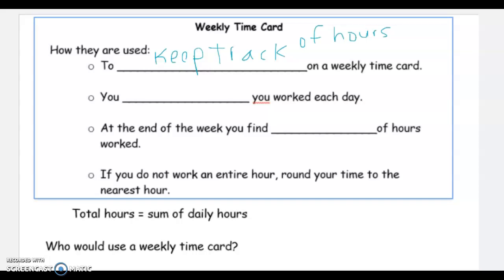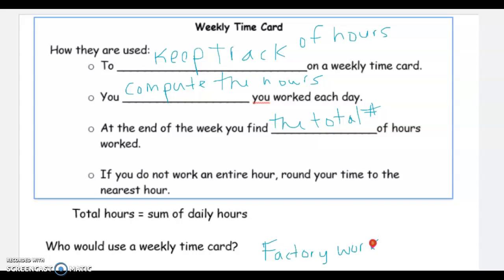You compute the hours you work each day. And at the end of the week, you find your total number of hours worked. And then your computer will calculate that unless you have to do it by hand. If you do not work an entire hour, we're going to round to the nearest hour. So here we go. Who would use a weekly time card? For example, anyone that does not make salary for the most part. So factory workers, construction workers, so anyone that's working by the hour or just gets pretty much straight pay.